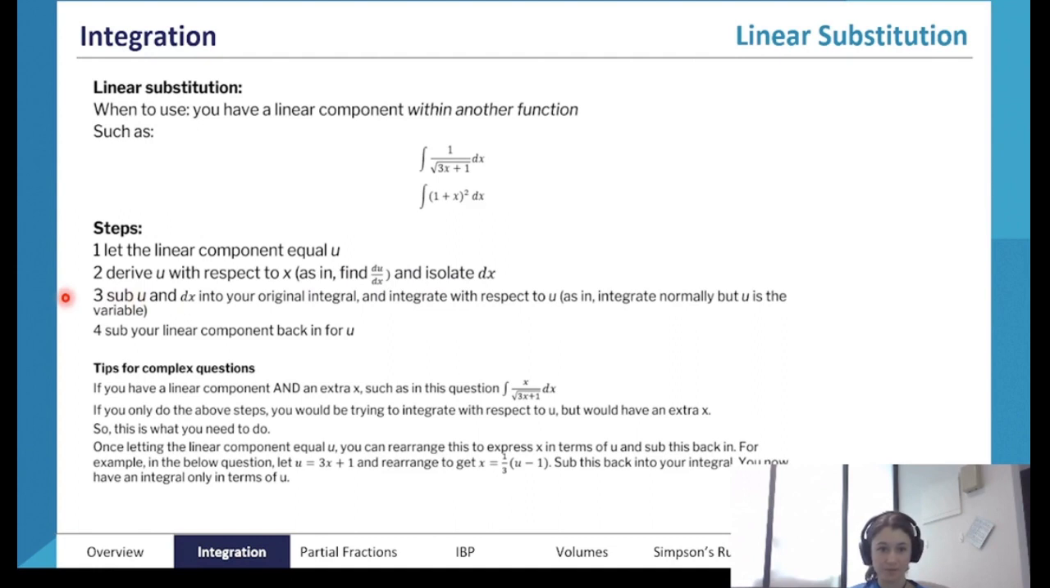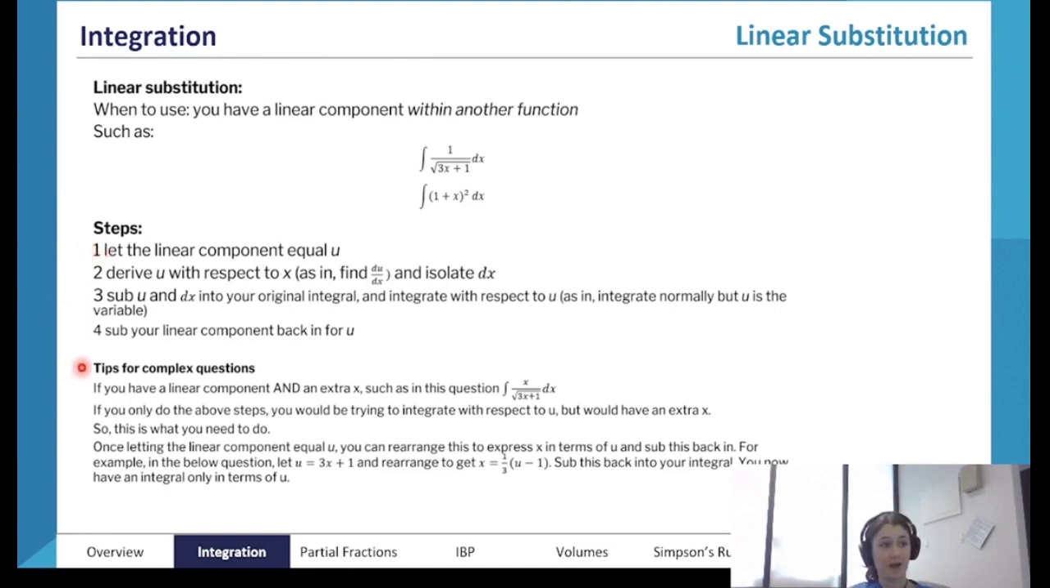The third step is to sub u and dx into your original integral and integrate with respect to u. What we mean by integrate with respect to u, if you're unfamiliar with the language, is that we're just going to integrate normally, but instead of x being the variable, u is going to be the variable. We'll go over an example of this again in a second. And then once we've done that, we're going to sub our linear component back in for u. And then we're going to be left with an integral in terms of x using our linear substitution.